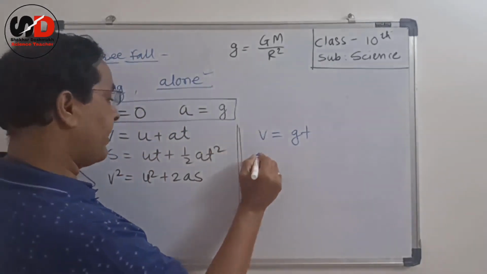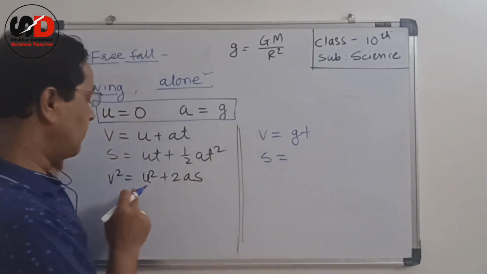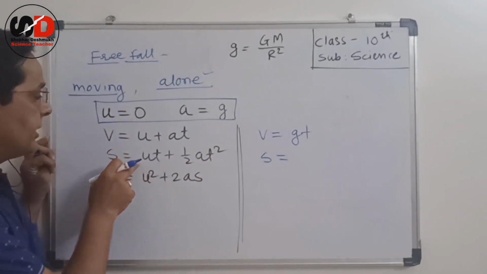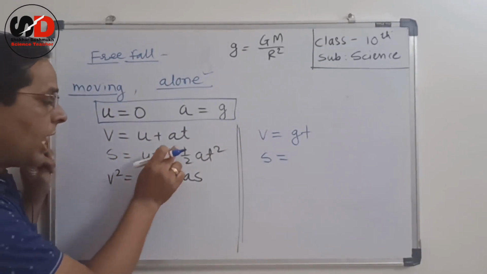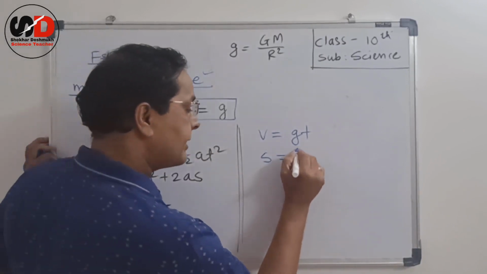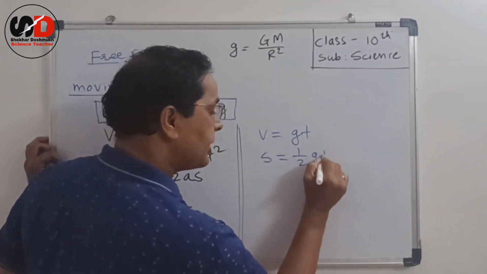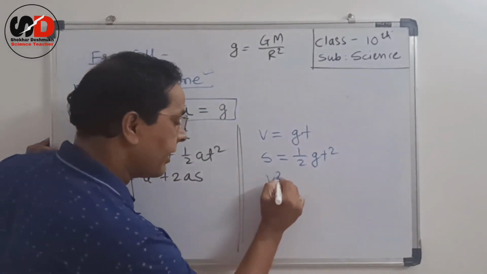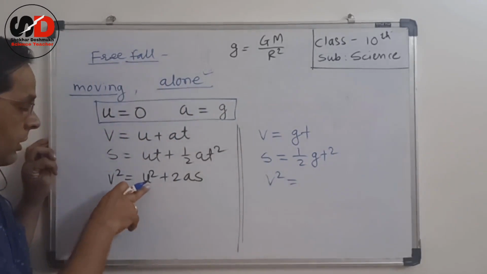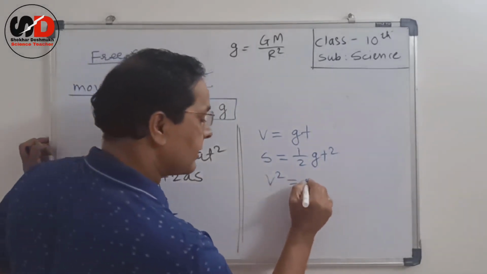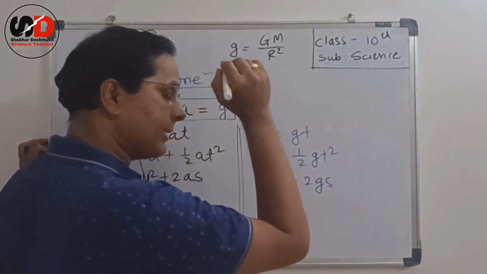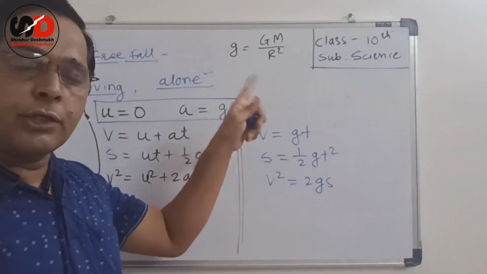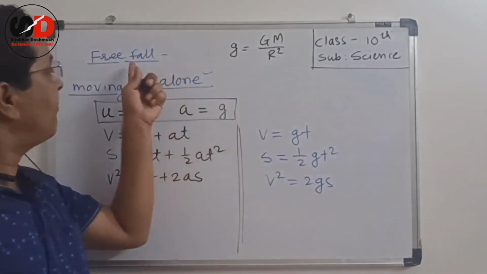Second equation, S is equal to UT plus half GT square, where S is displacement. U is 0, so this term becomes 0. S is equal to 1 upon 2 GT square. And the third equation is V square is equal to 0 plus 2GS, that is nothing but 2GS. So these are the three equations of motion, Newton's three equations of motion for a freely falling object.